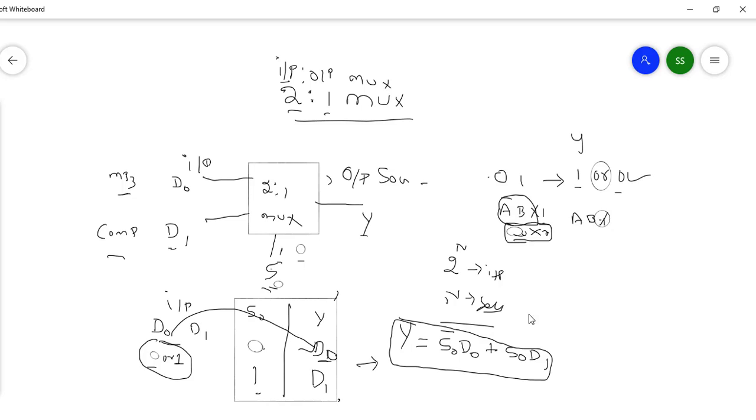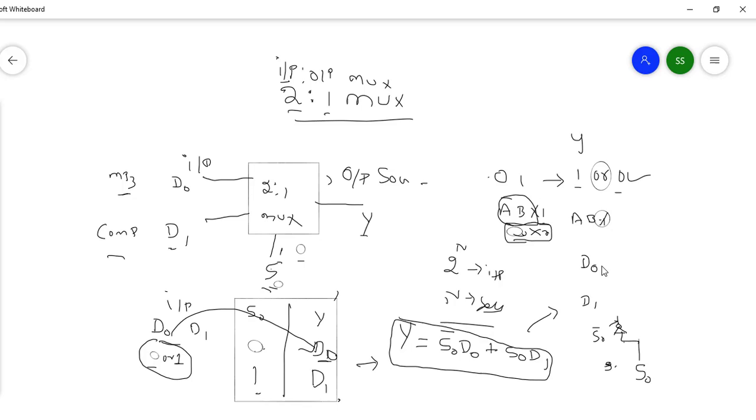Now we can draw the logic diagram for this one. In the logic diagram we have three inputs. One is, anyway, D naught and D1. One more is the select line. It is better to take the select line here. And for the select line I have two options: one is S naught, another one is S naught bar. So I will take it like this, S naught bar.